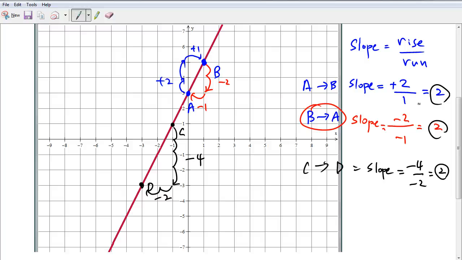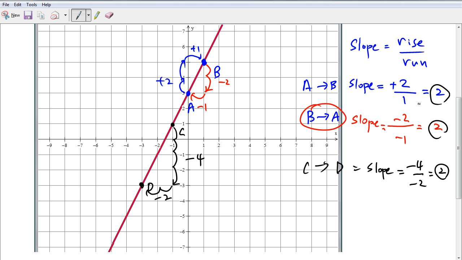Because the line is linear, it's straight. The line is straight. It doesn't curve at all. So the ratio of how much it goes up and how much it goes to the right, rise over run, is going to remain the same. You're exactly right. It's because the line is straight. If it didn't have the same ratio, then the line would be crooked. But since the line is straight, the ratio of rise over run will always stay the same.